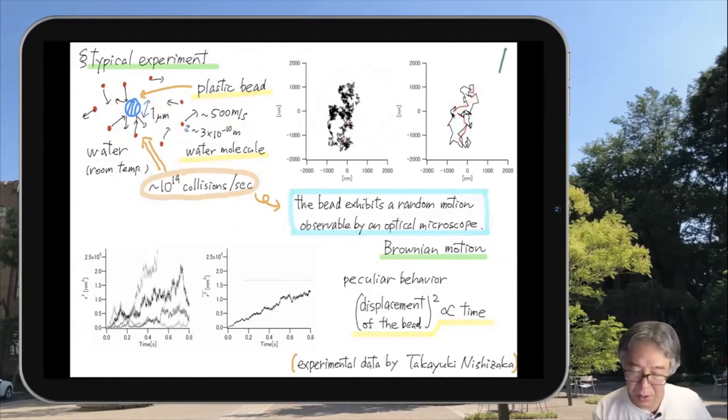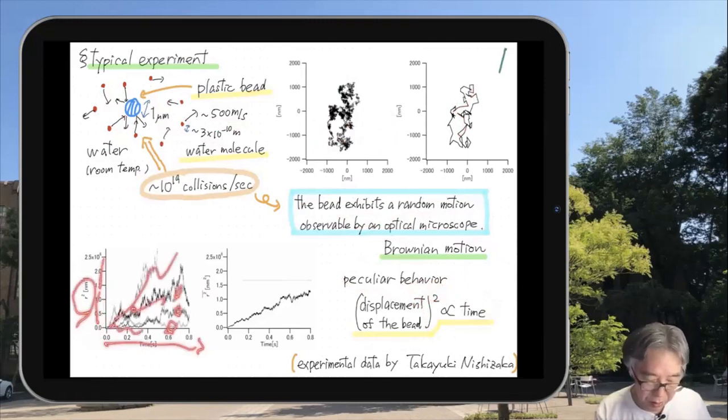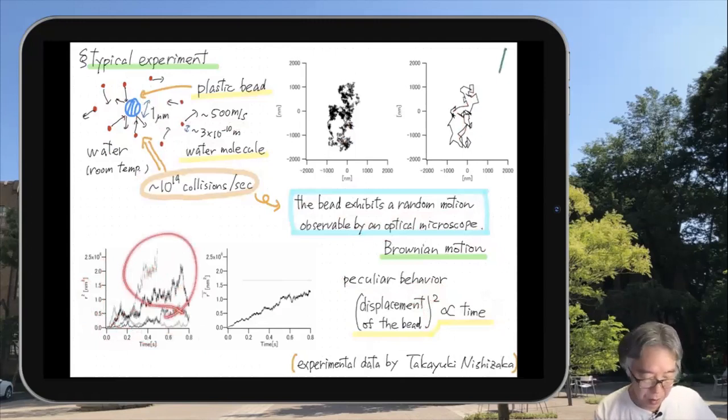It is known that Brownian motion shows a very peculiar behavior in which the displacement of the particle squared is proportional to time. Usually, of course, if a particle has a velocity, the displacement is proportional to time. But in this case, the displacement squared is proportional to time. Here is the actual plot of displacement squared versus time. If you look at each data set, you don't see any regular behavior. But if you average, like, 5 samples, then you almost get a straight line showing this behavior.